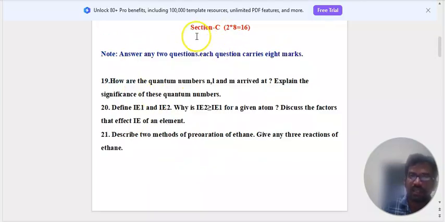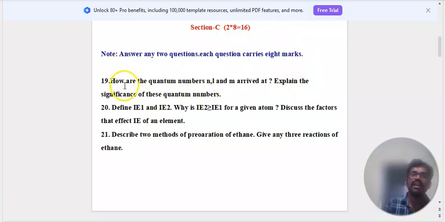Now we are coming to section C. Section C has a total of 3 questions. We need to write 2 questions only. So 1 question is optional. So answer any 2 questions. Each question carries 8 marks. So this is our very long answer question.